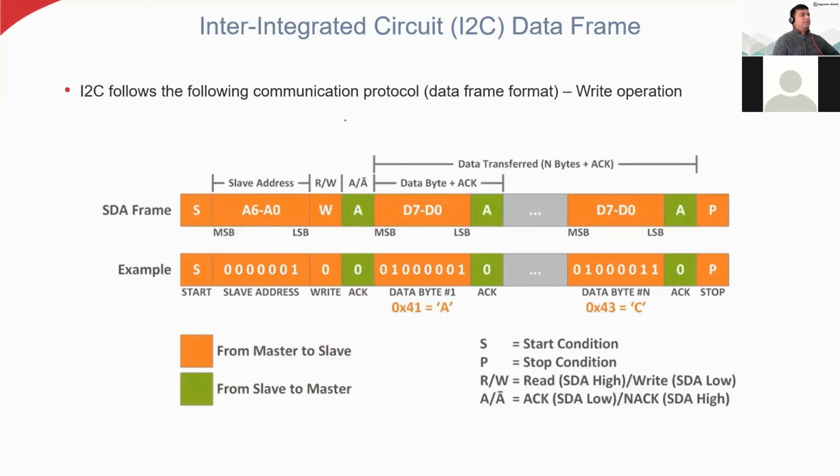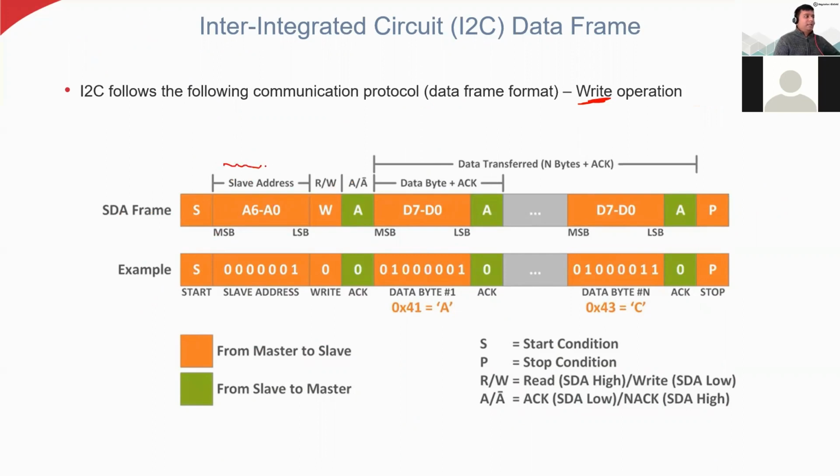I2C follows the following communication protocol. Of course, each data transmission must follow a certain communication protocol, where we define all the rules. For example, let's talk about the write operation. This is the data frame format. You can see here MSB and LSB. This is for the slave address.